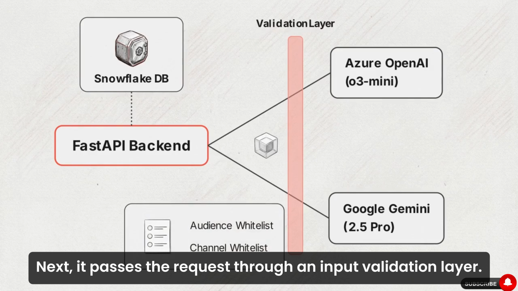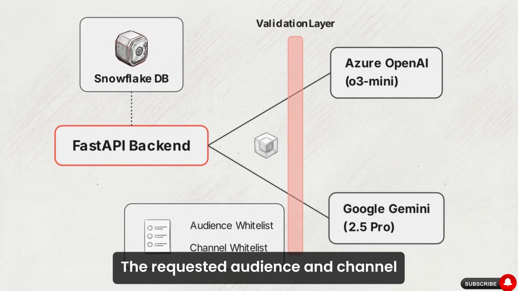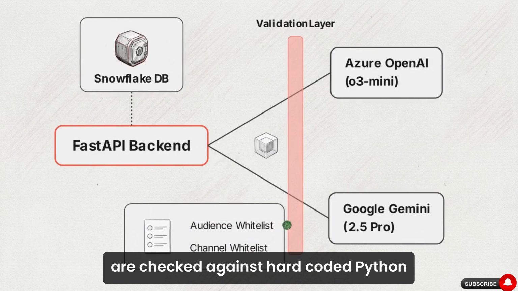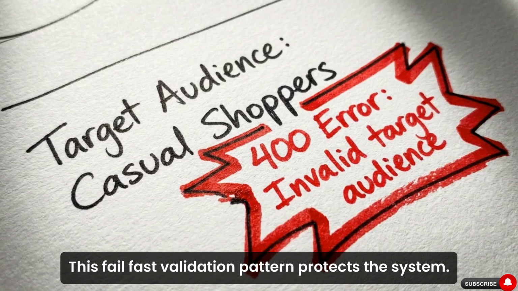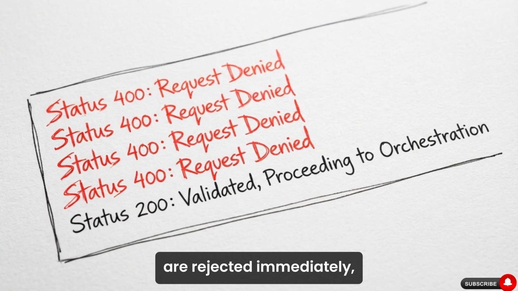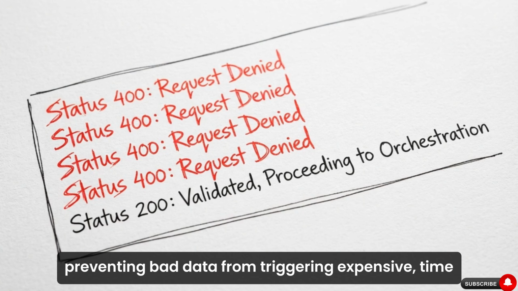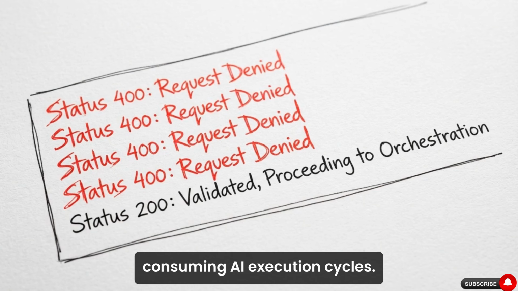Next, it passes the request through an input validation layer. The requested audience and channel are checked against hard-coded Python whitelists to ensure they match approved internal categories. This fail-fast validation pattern protects the system. It guarantees that malformed requests are rejected immediately, preventing bad data from triggering expensive, time-consuming AI execution cycles.